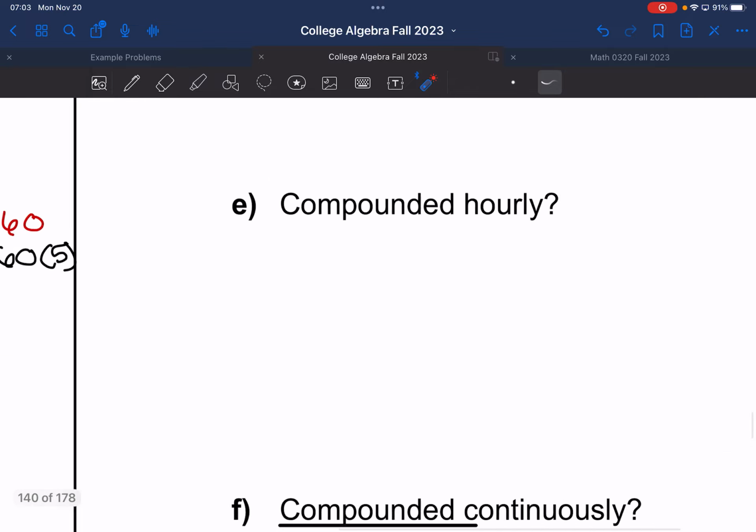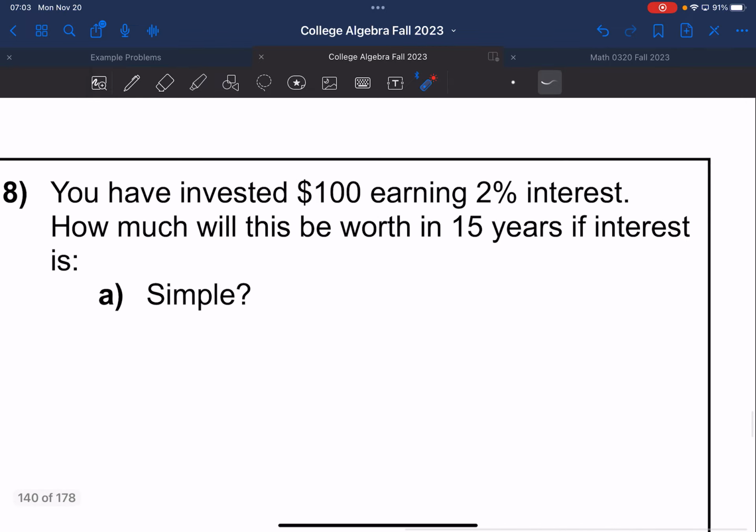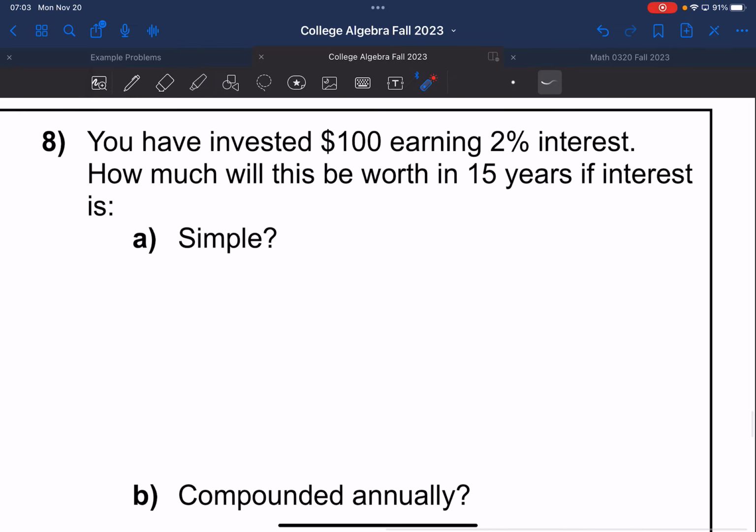Okay, so let's look at the next problem. Quick question, ma'am. Yes. Our N values, for the following questions, also annually, monthly, weekly, hourly, is it also going to be the same 1, 12, 52, and 8,760? Yes. Because we're talking about how many times that happens in a year, and that always stays the same.